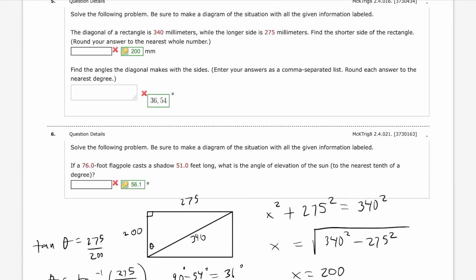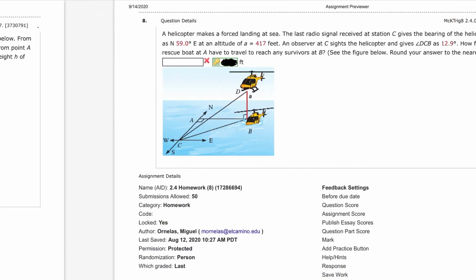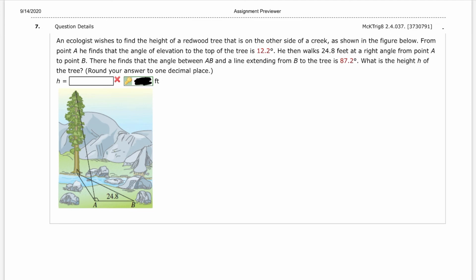Yes. And as for the last problem, actually there's two more problems. So let's look at this one. An ecologist would like us to find the height of this tree, the redwood tree. And they give us some information. From point A, he finds that the angle of elevation to the top of the tree is 12.2. So this angle here, I'm going to separate this triangle out for us. There's a tree.